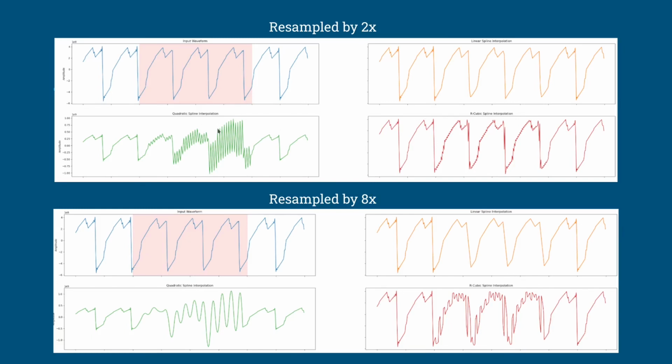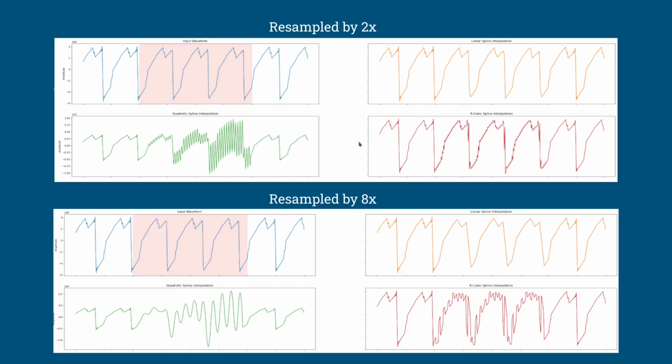So we're just going to ignore that for the time being and focus really on the linear and the R-cubic splines. And you can notice, if you look at them next to each other, they actually look really similar in terms of general shape. It's just that the R-cubic spline has what we're going to call bumpity bumps. It's very bumpy, as opposed to the linear spline, which is surprisingly very linear. And that's relatively true for both resampling by 2x and by 8x.